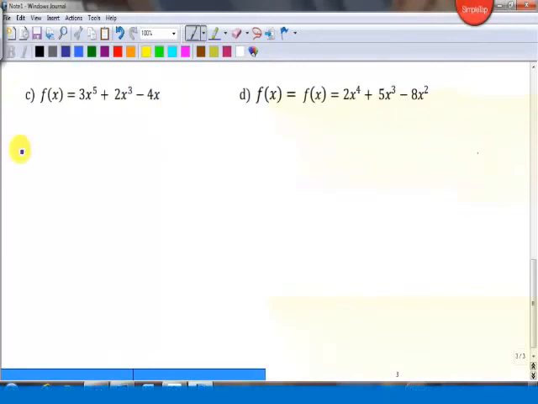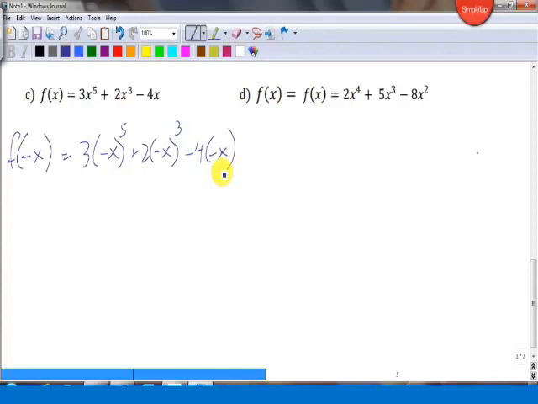Two more to check. F of negative x equals 3 times negative x to the 5th plus 2 times negative x to the 3rd minus 4 times negative x. When we simplify this, keep in mind negative x to the 5th has 5 negatives all multiplied together. Negative x times negative x times negative x times negative x times negative x. If you multiply 5 negatives together, 4 out of 5 multiply together to equal a positive. An even number. A couple negatives make a positive, a couple more negatives make a positive, and we're left with one negative.